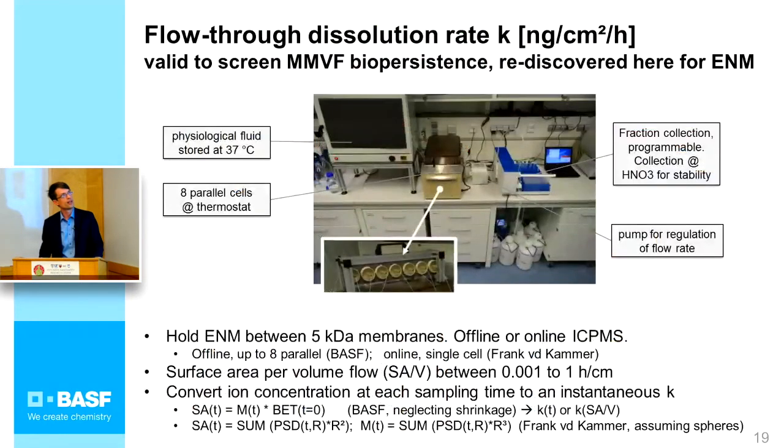So this is what it looks like in the lab. You have a fluid, you have flow through cells, several in parallel, and you sample whatever is eluted from the cells into this automated sampler, which we can program. And there are some details. I don't want to go into details now. We can have questions afterwards if you want to, but essentially we integrate all of the ion flux and we extract this K metric, so the dissolution rate for all different time points.